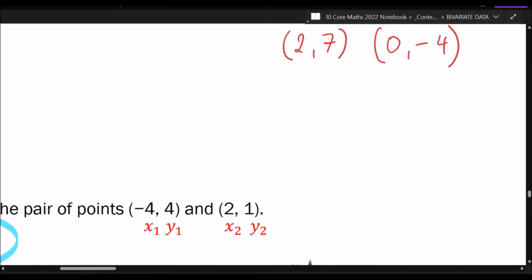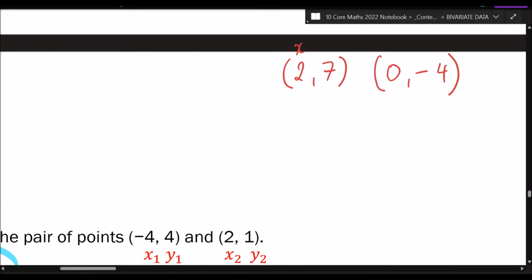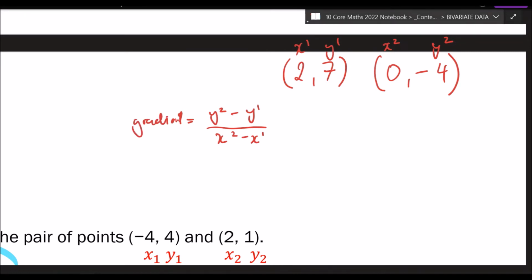Okay, and using our formula. Before I do that, remember to label it x1, y1, x2, y2. Always label them. Let's put it in our formula. So remember my formula is y2 minus y1 divided by x2 minus x1. Let's call it the gradient. Substitute it into your formula. So I can see here it's going to be y2, which is negative 4, take away y1, which is 7, divided by x2, which is 0, take away 2.